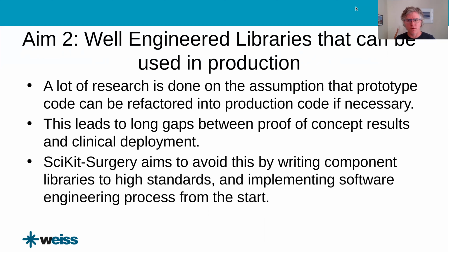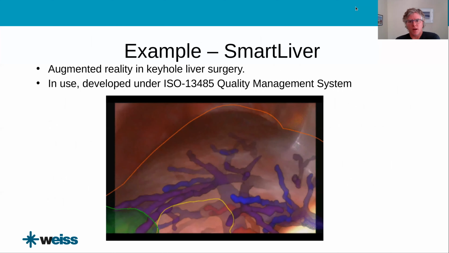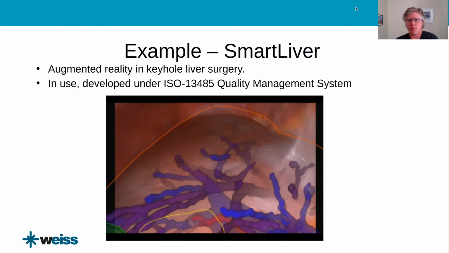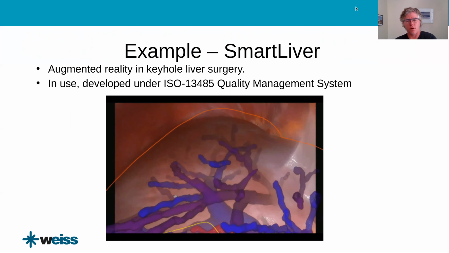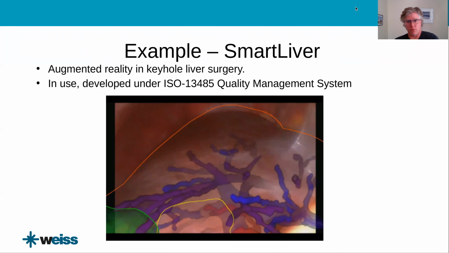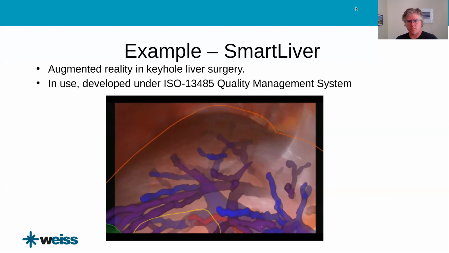The way we do this is just by writing smallish component libraries to high standards, implementing software engineering process from the start. So we have continuous integration testing, documentation, all our changes are recorded, issue tracking, etc. So first example, this is Smart Liver. It's been published elsewhere. It's ongoing research, but it's basically going into use in theatre, and it's all developed under ISO 13485. So the idea is it can be used as a medical device at some point.